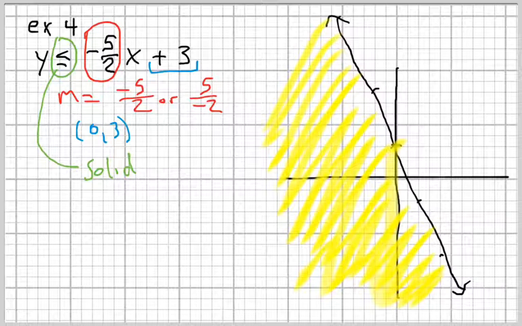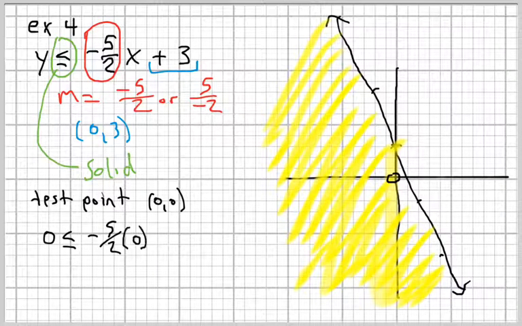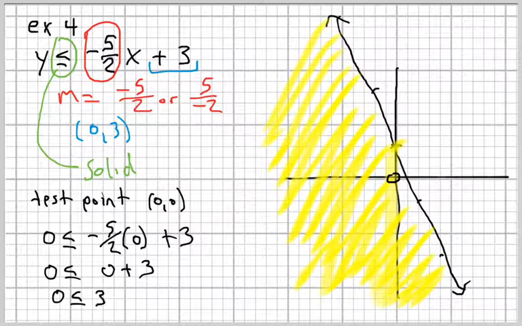The other way, the more algebraic way to find your test point: again, (0, 0) is clearly not on my line. I can use that as my test point. So 0 is less than or equal to negative 5/2 times 0 plus 3. 0 is less than or equal to 0 plus 3. 0 is less than or equal to 3. This is true. So when we shade, we do want to include the point (0, 0), which we did. Again, either way for finding which side to shade is perfectly acceptable with me.